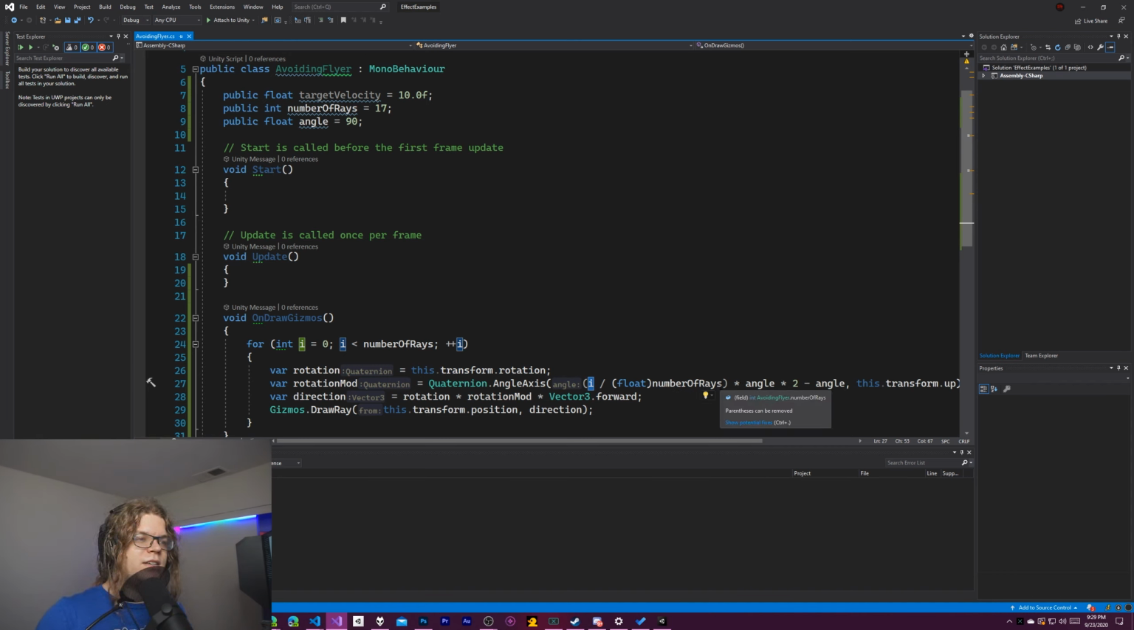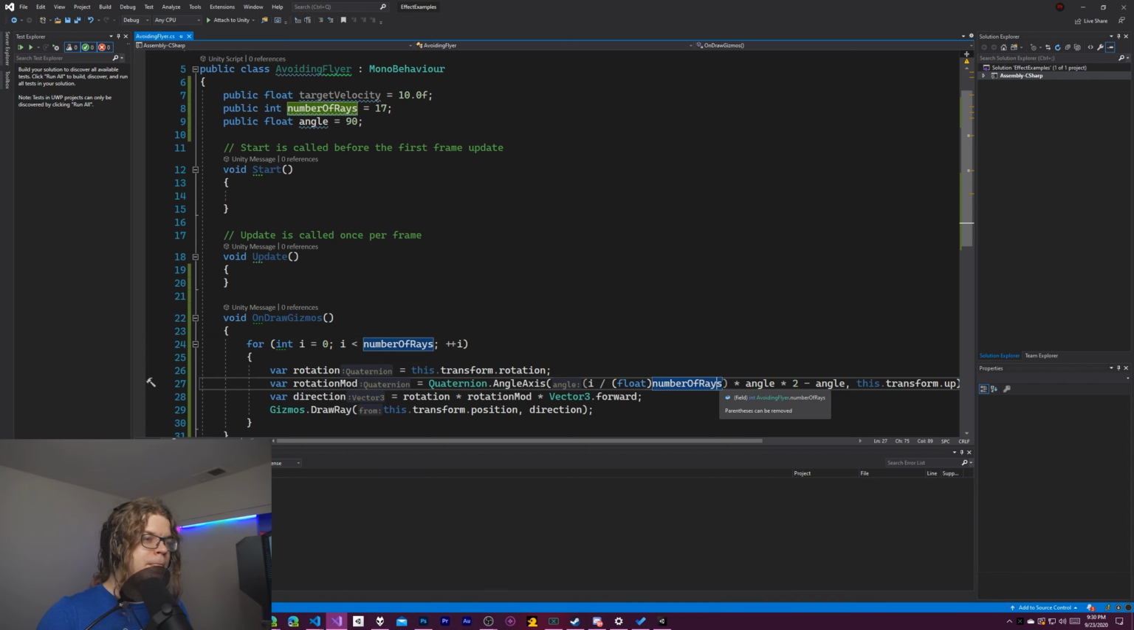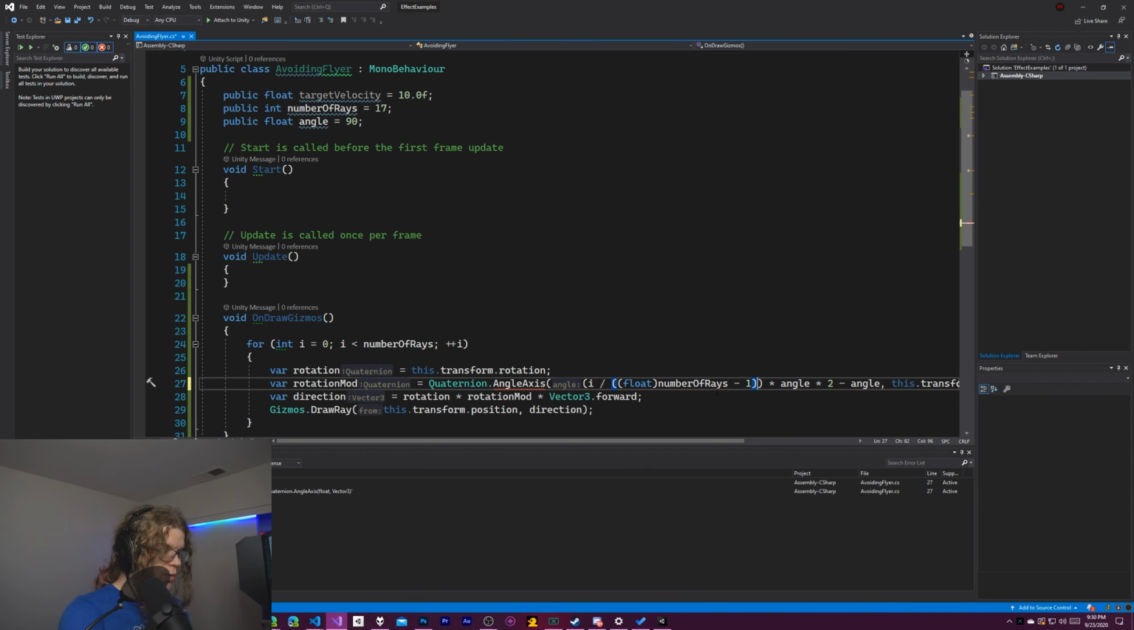And so we can actually solve this by making this a less than or equal to, but that actually breaks everything. That means instead of drawing 17 rays, we're actually drawing 18. And we don't want that. So what we could do, and what we might actually just do, is just subtract 1 from the number of rays. This should fix it because it reduces the range to what the actual range is.